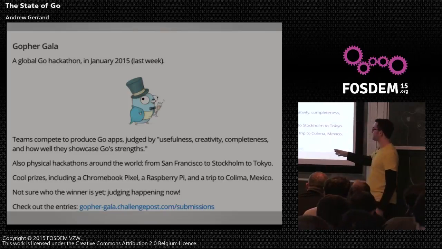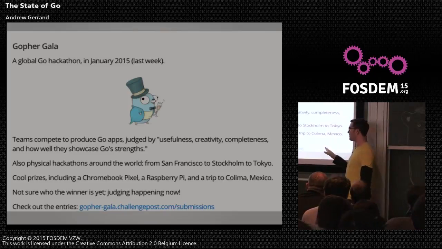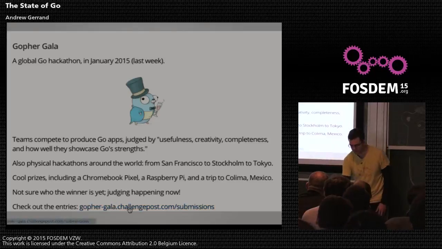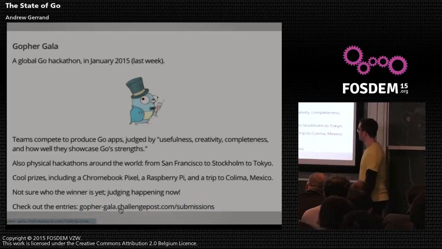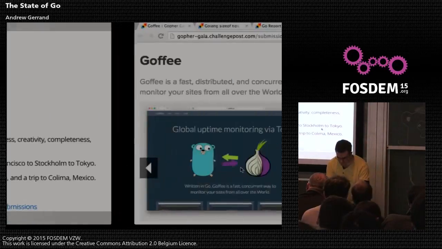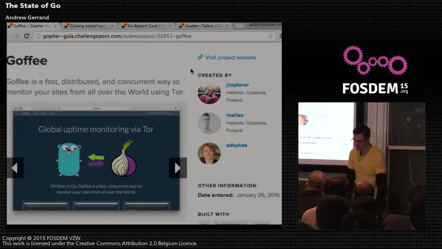But the winner is still yet to be decided. The judging is happening at the moment. And you can actually check out the entries at gophergala.challengepost.com/submissions. And I just wanted to highlight a couple of entries that caught my attention that I thought were pretty cool.